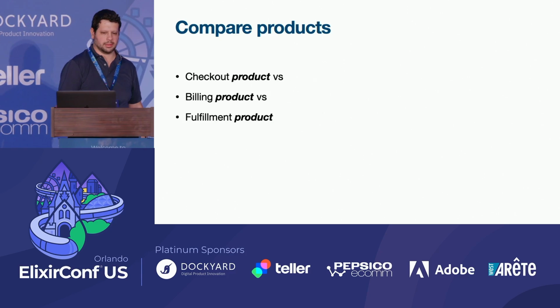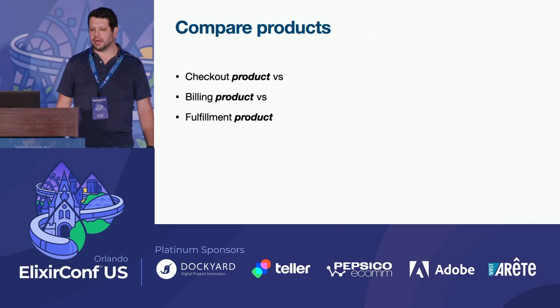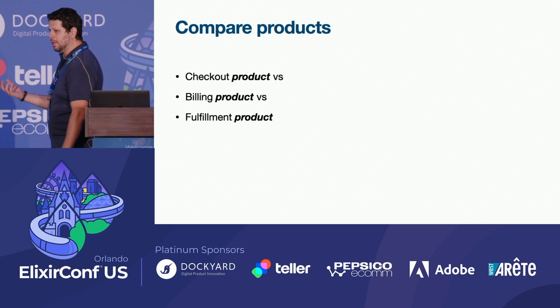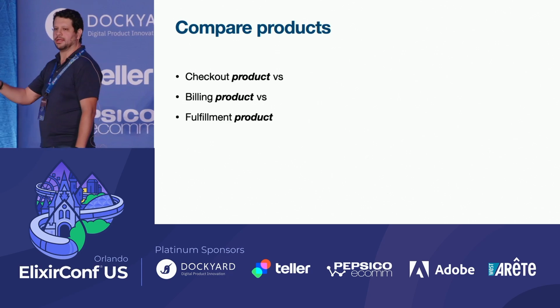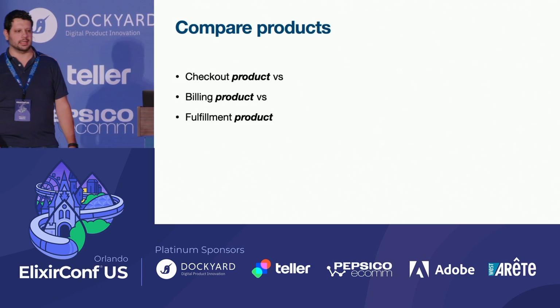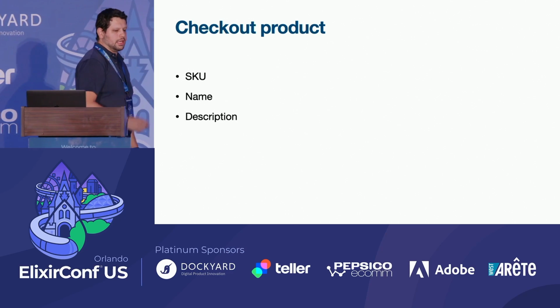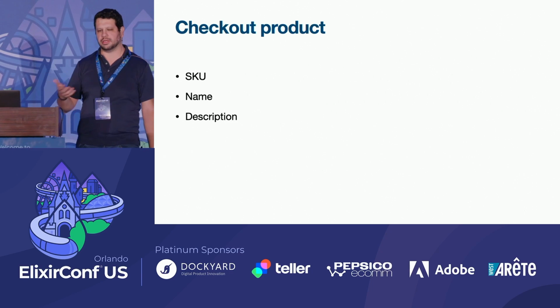So let's take a look at a quick example. We're going to compare products, right? You may have a checkout product versus a billing product versus a fulfillment product. You come into this organization thinking, hey, a product is a product is a product. We just need an entity. But then you go to talk to the checkout people, someone who's been working there, and they say, you know, a checkout product has a SKU, a name, and a description. These are the things we care about.